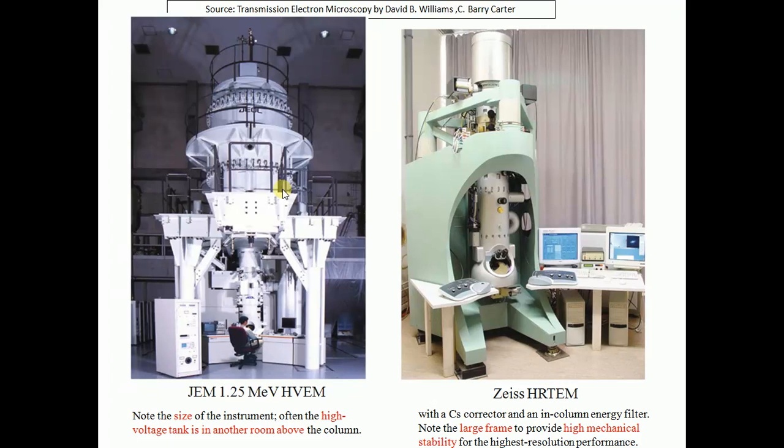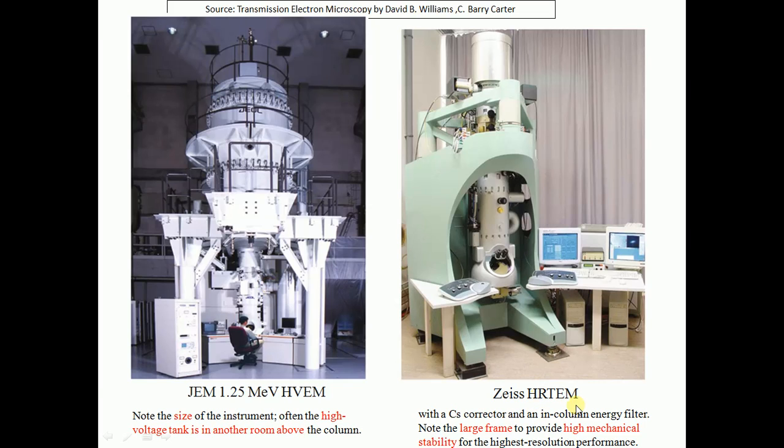Here I would like to show you the photographs from the book by Williams and Carter. First one, this one, is the JEM 1.25U mega electron high voltage electron microscope. What you can see, this is the user and this is up to say 4 feet or so, and this is the electron column for generation of very high voltage. You can see the voltage tank is another room above the column. So this is a special purpose HVEM.